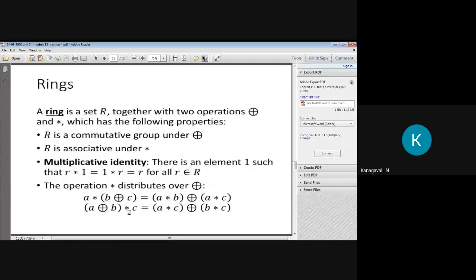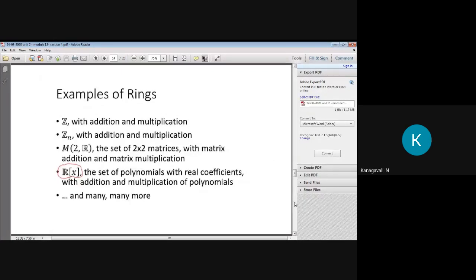Then (A plus B) into C. So you need to take an individual multiplication A into C, then plus B into C, right? This is the common property of your ring. These are the examples of ring.